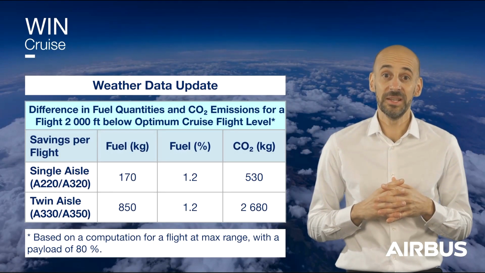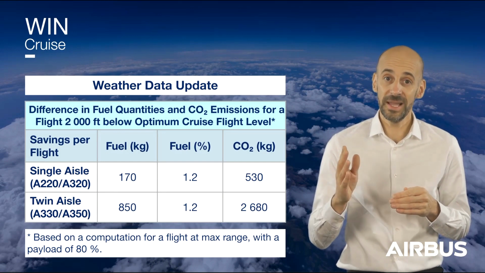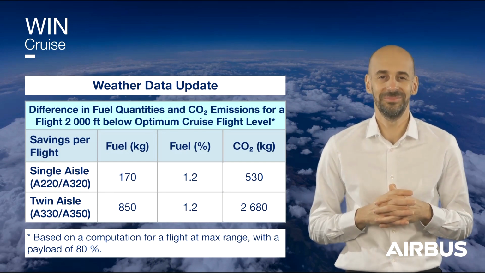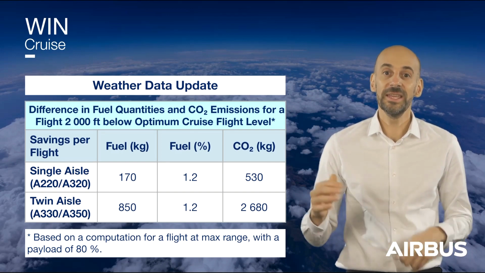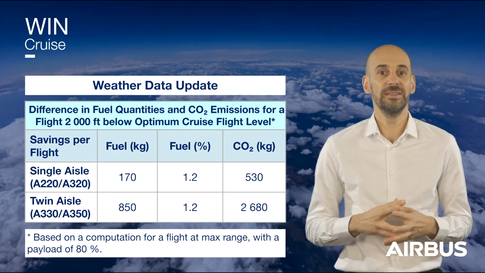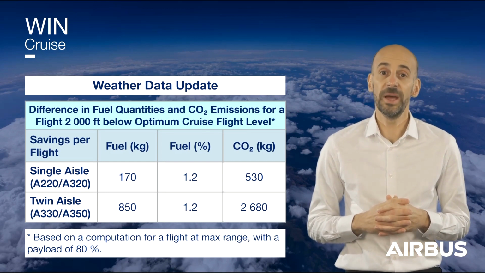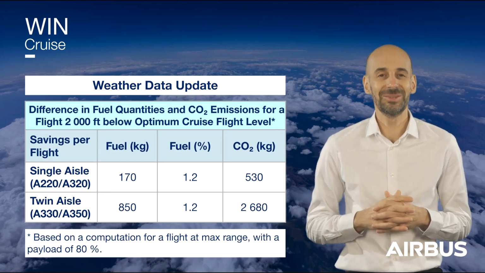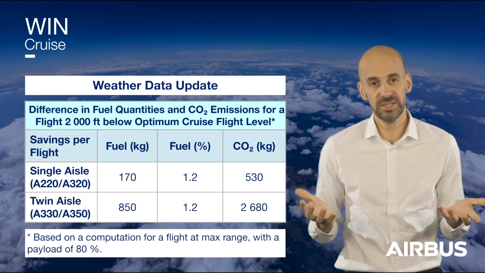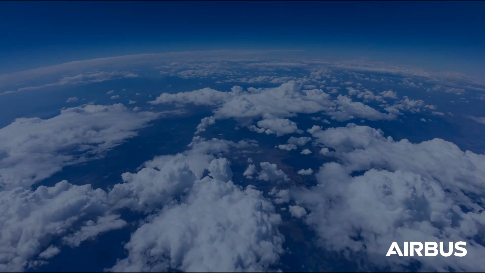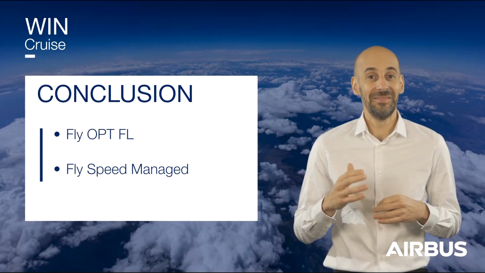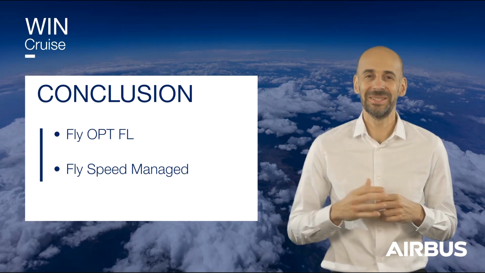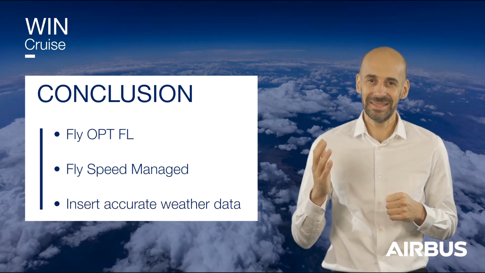What happens if I do not update the data and fly below the real optimum flight level? For example, on a twin-engine aircraft, flying 2000 feet below the optimum flight level can increase the fuel consumption by 1.2% and consequently emits more CO2 into the atmosphere. To summarize, to have the best performance, fly the optimum flight level at managed speed and, above all, insert accurate weather data.